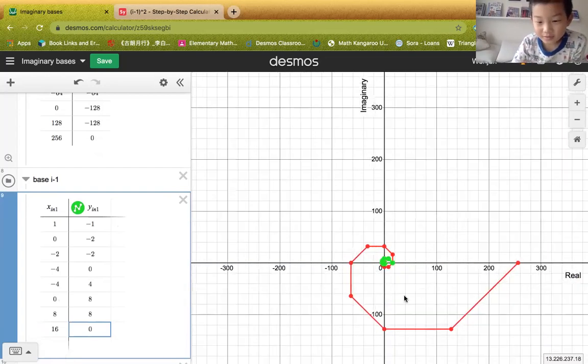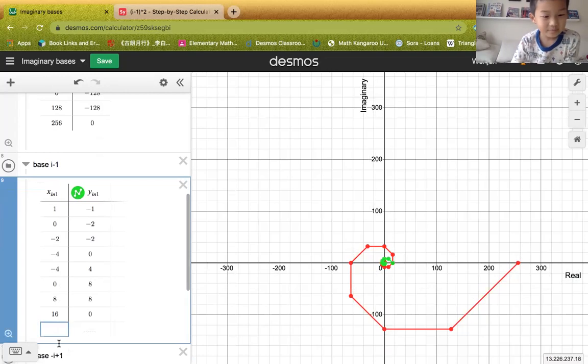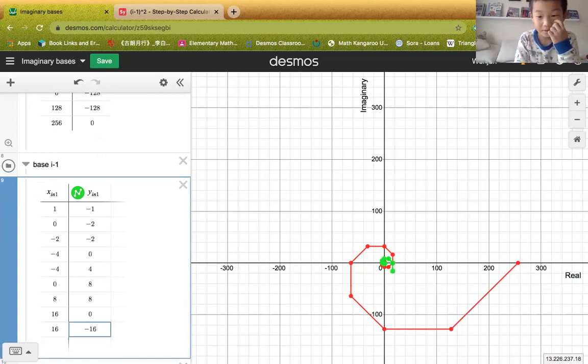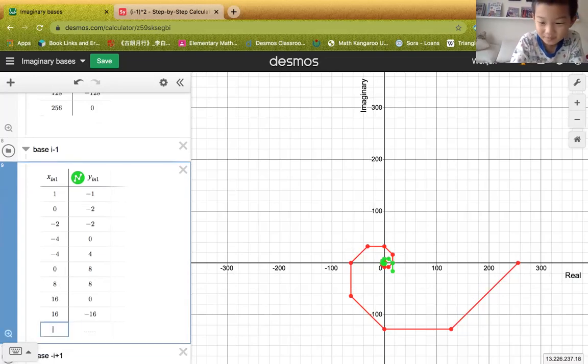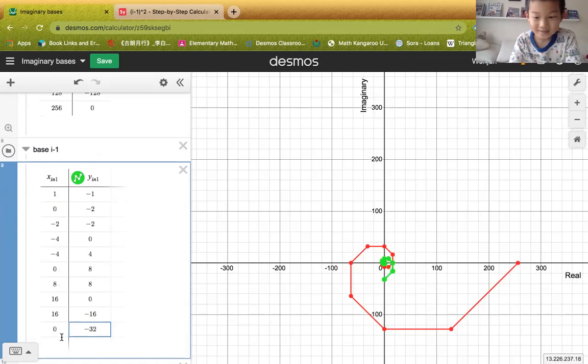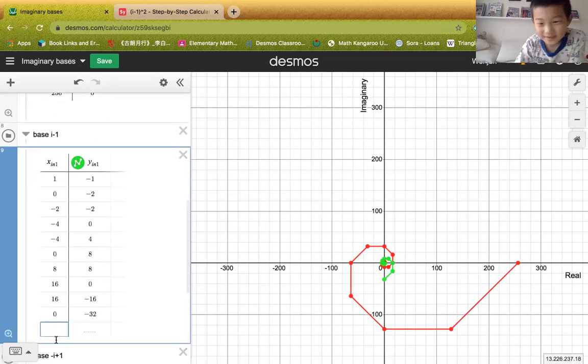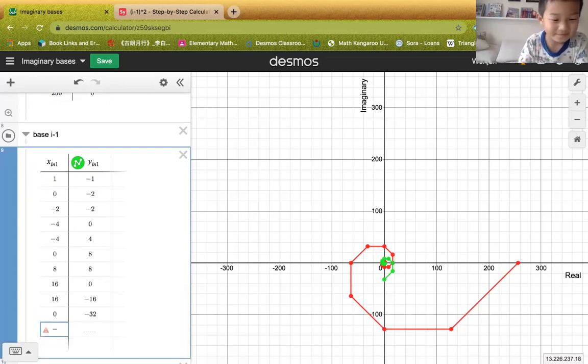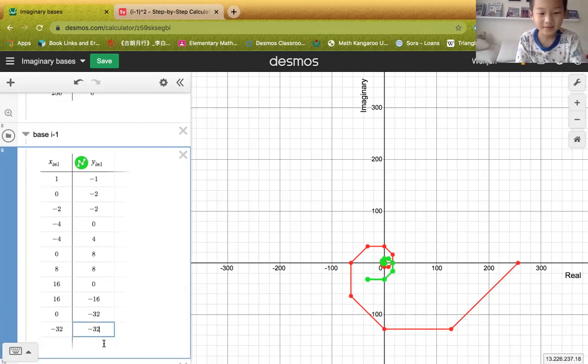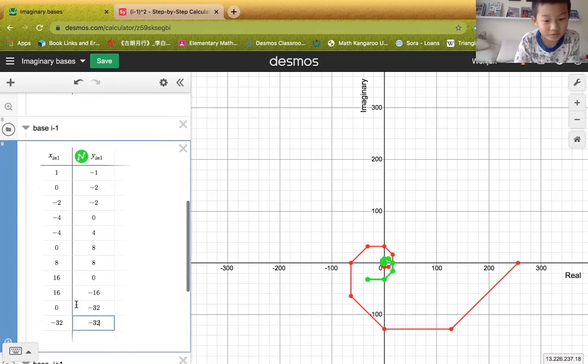Looks quite interesting, doesn't it? Now it's just the same thing again. It's what I call a fractal. It's self-similar. I mean, it's jagged forever, if you zoom in enough times. It's those self-similar fractals. Minus 32, minus 32. Cool.